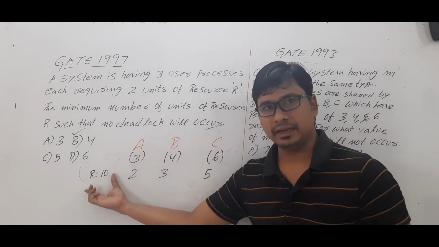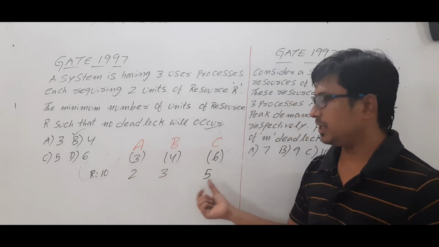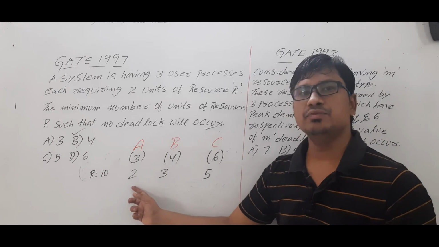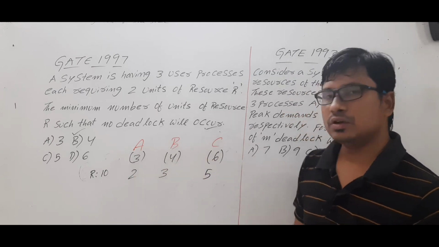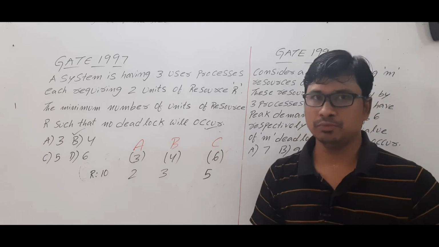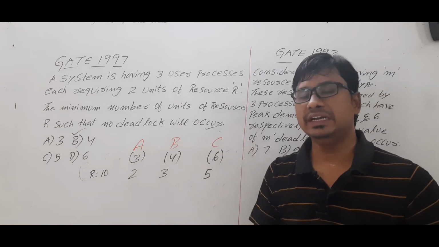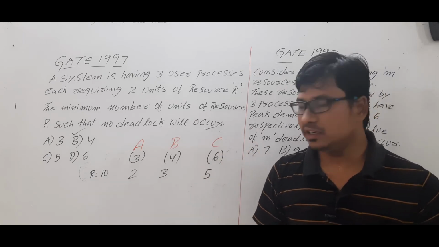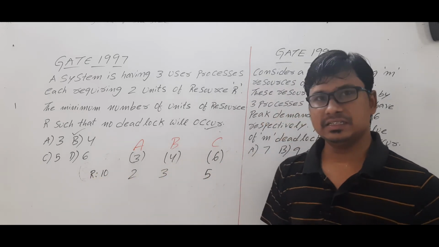If I have 10, in the worst case, if I allocate like this, there is a deadlock because process A is waiting for one more unit of resource R, B is also waiting for one more unit of resource R, C is also waiting for one more unit of resource R. So all the three processes are waiting, so there is a deadlock. Am I right or wrong? So if you have 10 units of resource R, there is a deadlock.